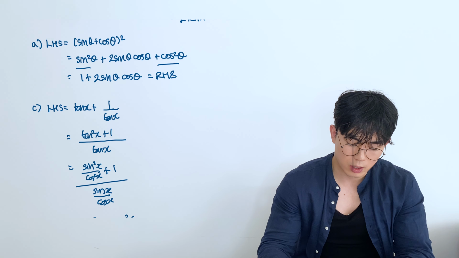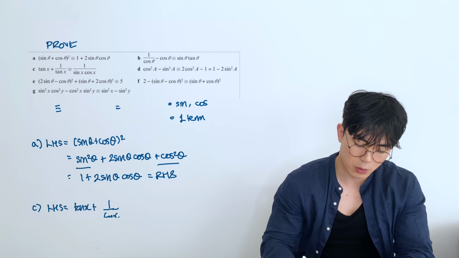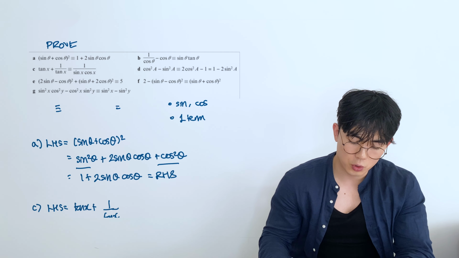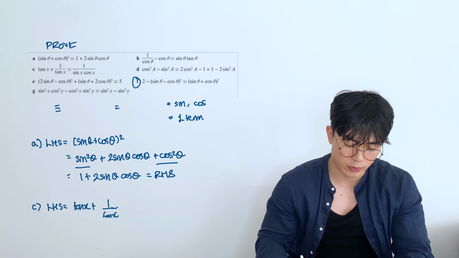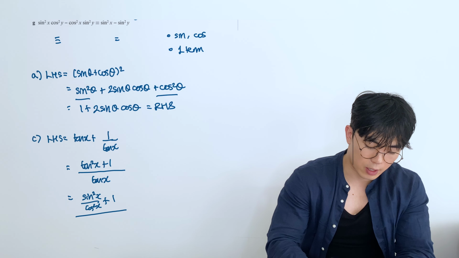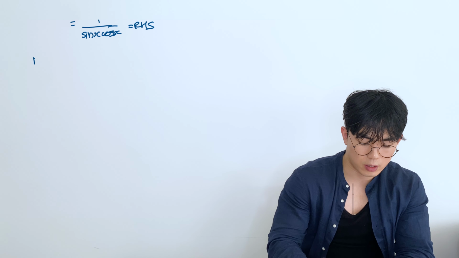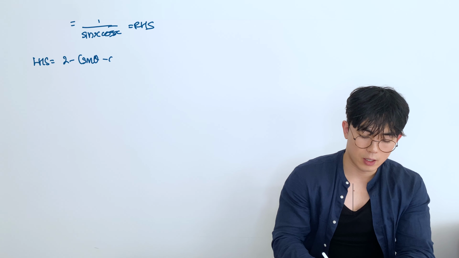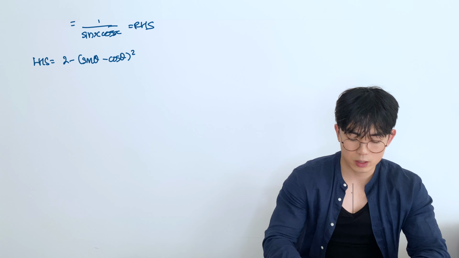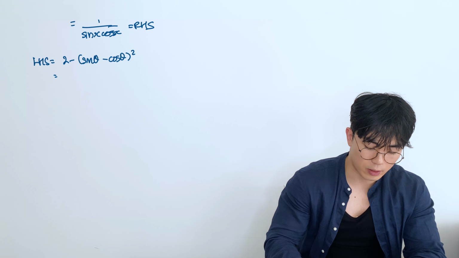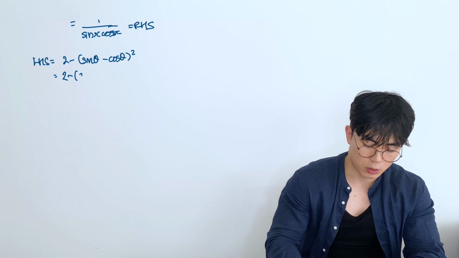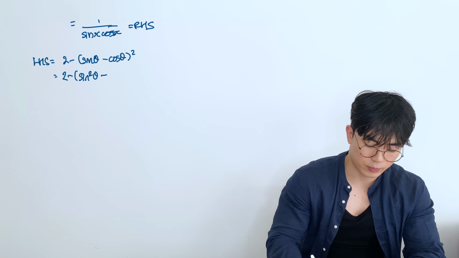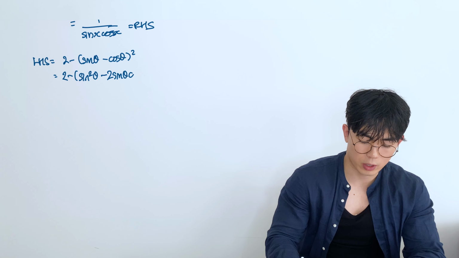Maybe we could do one more, so let's try this one here, f. So 2 minus sine theta minus cos squared theta. So left-hand side is equal to 2 minus sine theta minus cos theta all squared. So we can expand it if it's squared, right? So we have 2 minus sine squared theta minus 2 sine theta cos theta plus cos squared theta.